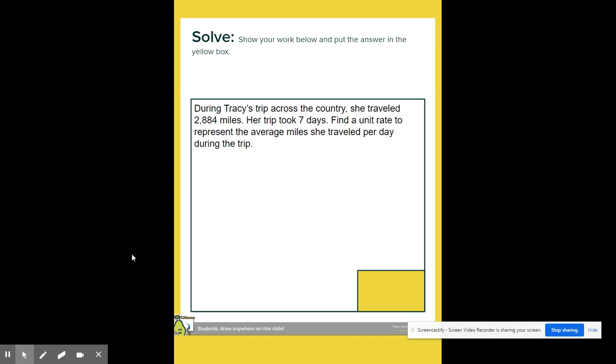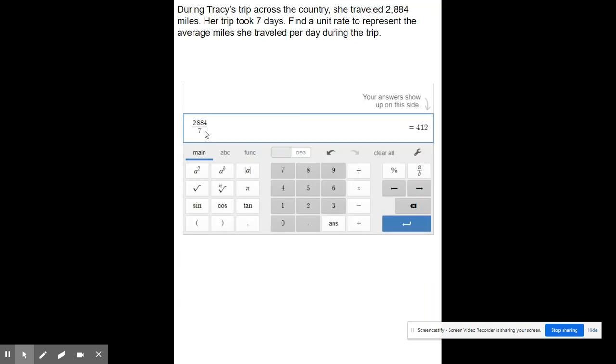During Tracy's trip across the country, she traveled 2,884 miles. Her trip took 7 days. Find a unit rate to represent the average miles she traveled per day during the trip. Per day. That tells you the days are going to be on the bottom, 7. 2,884 will be on top. And we're just going to divide numerator by denominator. That will give us the per day. And if we do that using a calculator, you see that she went 412 miles per day on average. Once again, that doesn't mean that's what she traveled every day, but her per day miles were 412.